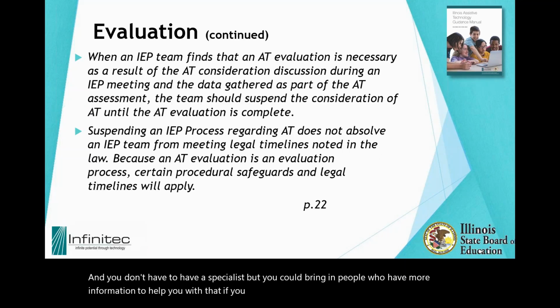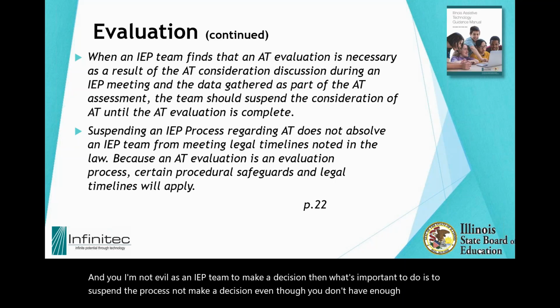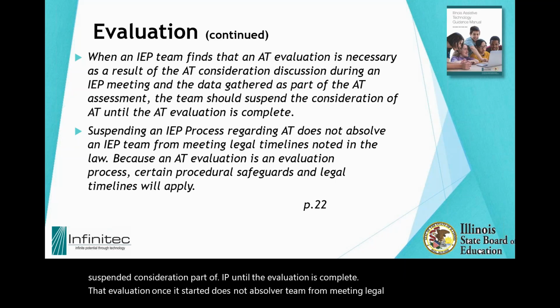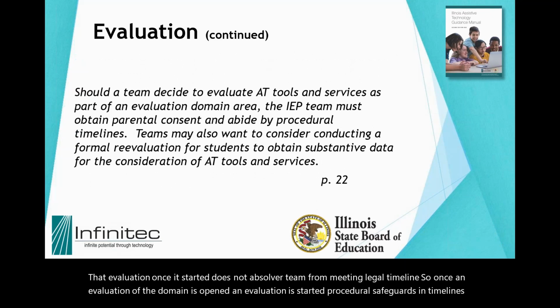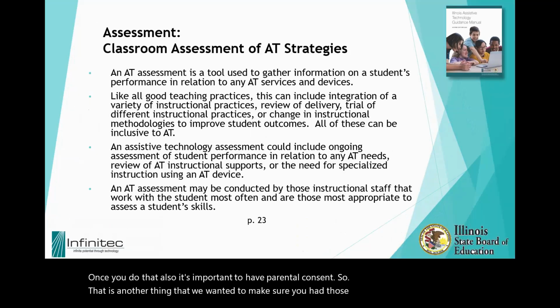If you decide to have an evaluation and you are not able as an IEP team to make a decision, then what's important to do is to suspend the process, not make a decision even though you don't have enough information, but suspend the consideration part of the IEP until the evaluation is complete. That evaluation, once it's started, does not absolve the team from meeting legal timelines. So once a domain is opened and evaluation is started, procedural safeguards and timelines do apply. Once you do that also, it's important to have parental consent. So that is another thing that we wanted to make sure you had the citation for in the guide.